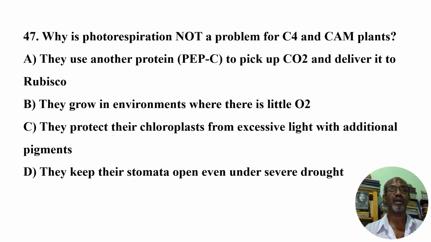Question number 47. Why is photorespiration not a problem for C4 and CAM plants? It says they use another protein, PEP carboxylase, to pick up carbon dioxide and deliver it to rubisco. Yes. They grow in environments where there is little oxygen? No. They protect their chloroplast from excessive light? No. This is the answer. Exactly.